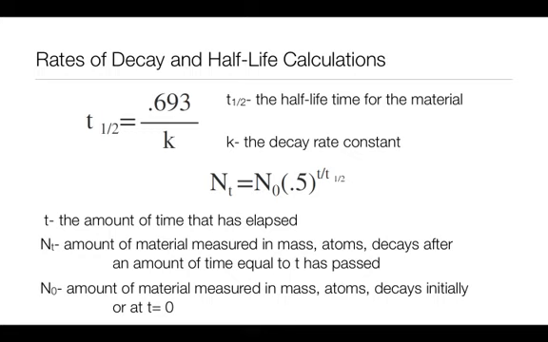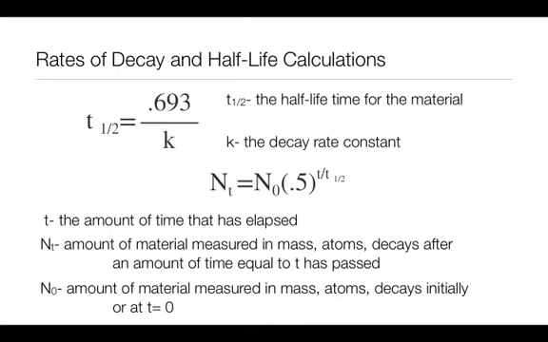In the second equation, the N sub T represents the amount of material that is left after a certain amount of time, T, has elapsed. So in our previous example, for our first half-life, T would have been 10 minutes. So N sub T would have been the amount left over after the first half-life.